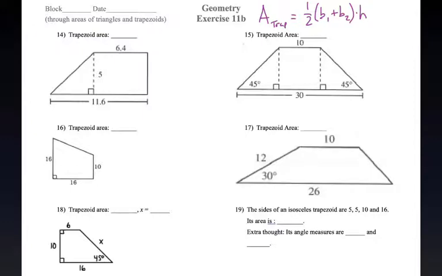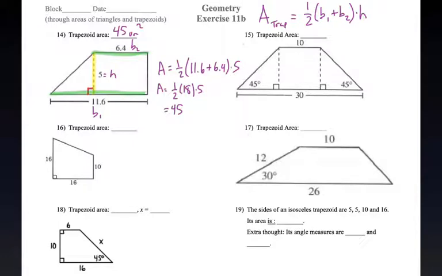Trapezoids. Okay, the area up here is 1/2 times B1 plus B2 times the height. On number 14, the height is given to us as 5. It's the perpendicular connector of the two parallel sides. Those two parallel sides are 11.6 and 6.4. Those are my bases. Plug them into the formula.